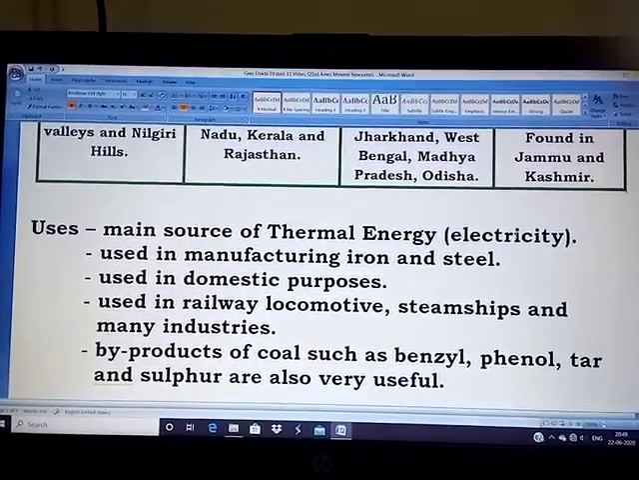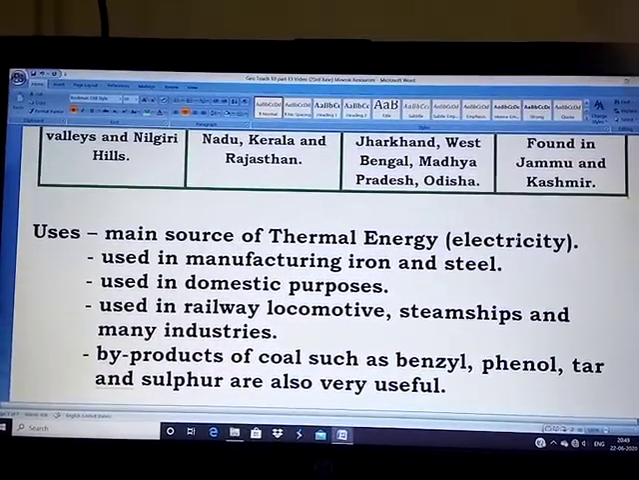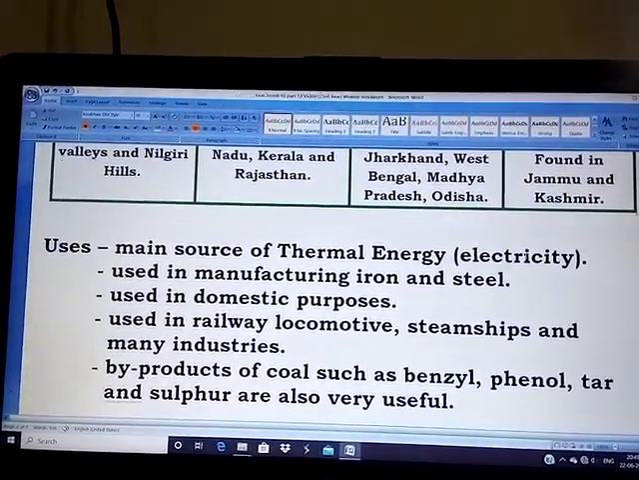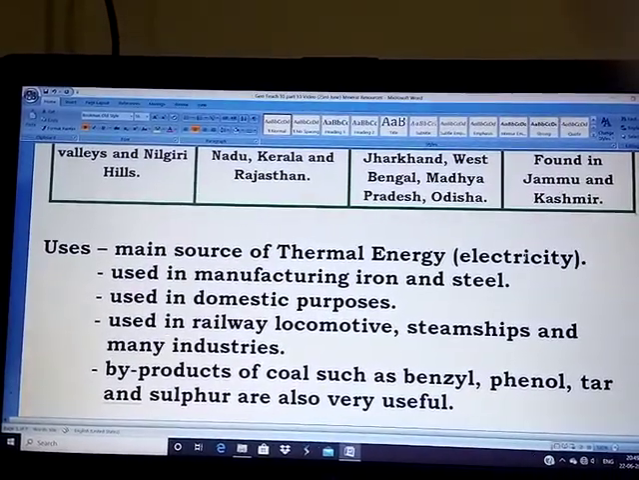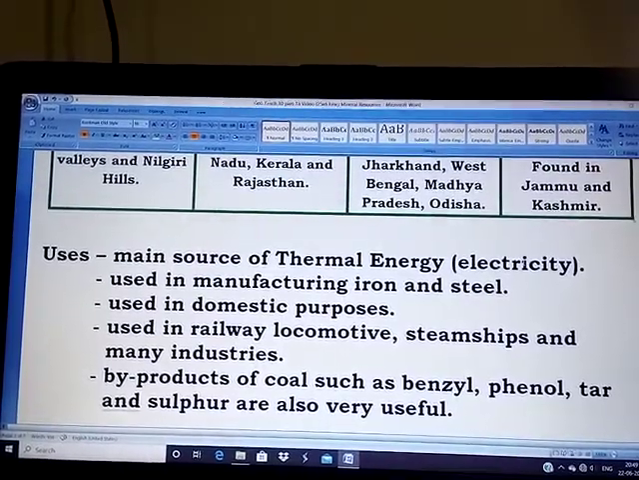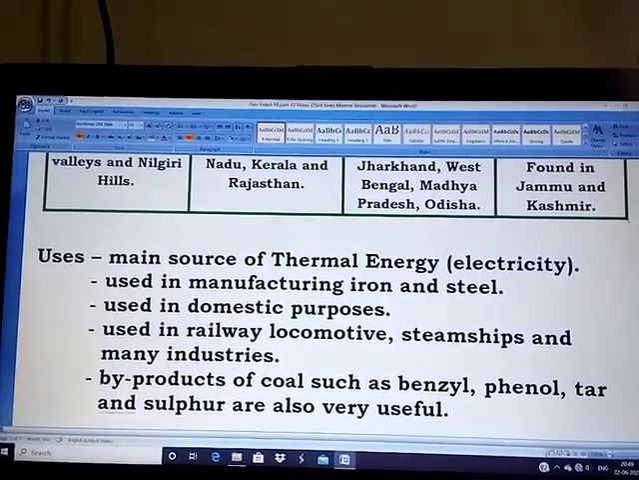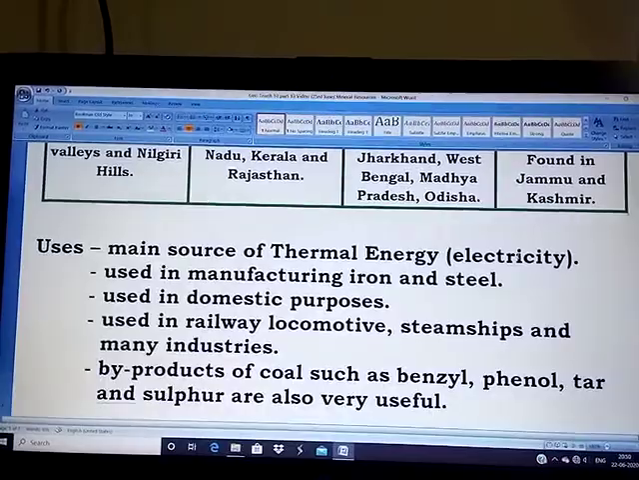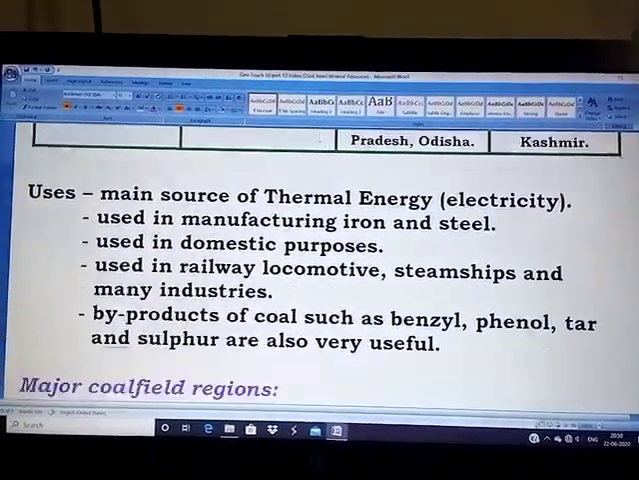Used in railway locomotives. Maybe today it is not so much, but there was a time when there was the steam locomotive engine for the railway. And maybe in some remote places, where the electricity poles are not made, the trains are still moving on steam engines. There are steamships, and many other industries also use coal. The byproducts of coal, such as benzene, phenol, tar, and sulfur, are also very useful for our day-to-day life.